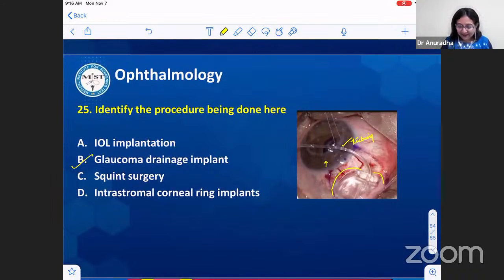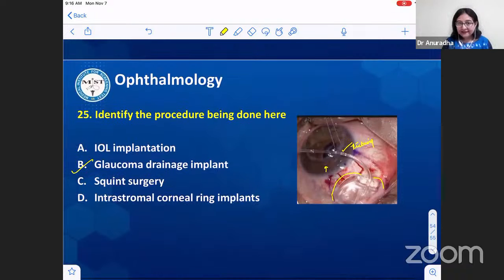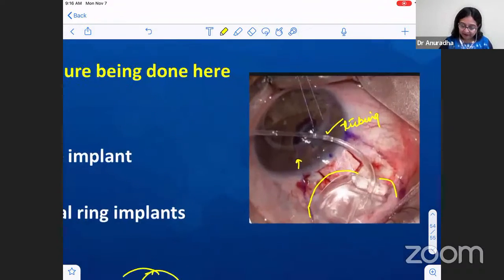Obviously this is not your intraocular lens. This is not a squint surgery. There is an implant there. And I already showed you intrastromal corneal ring implants, the semicircular rings. Please don't forget them. So this is your glaucoma drainage implant. Ahmed, typically, this is not the lens, beta. IOL will be round and it will have two haptics like this, and it's very, very thin. This is not A, this is B, glaucoma valve surgery.